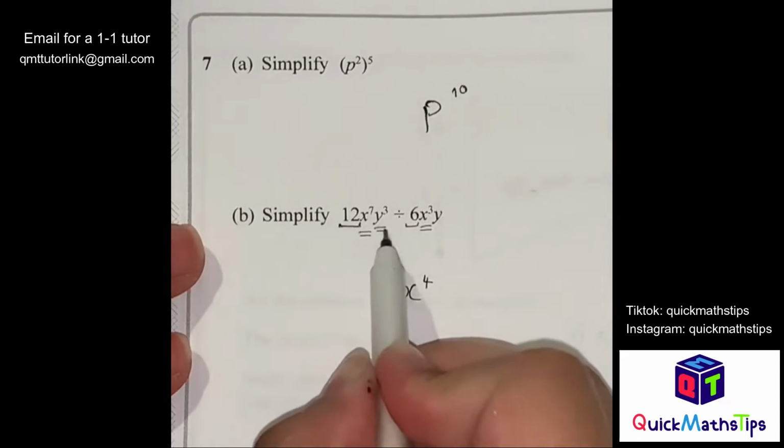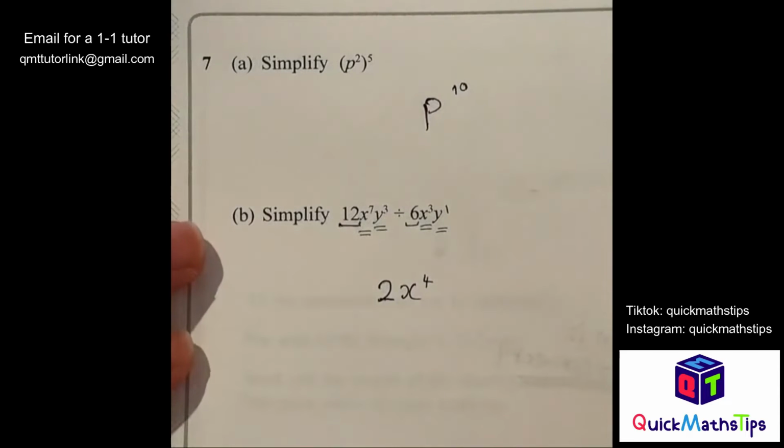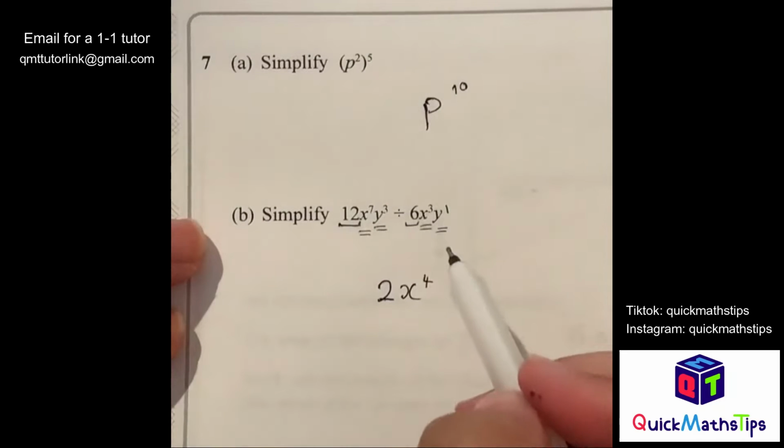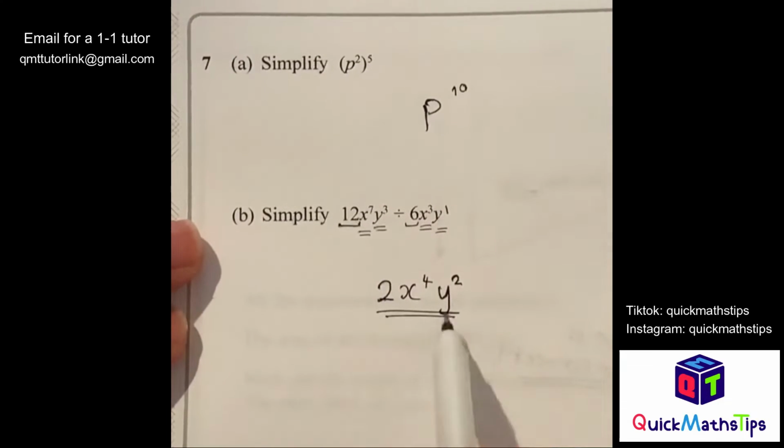And you've got y to the power 3 divided by y. Now, when there is no index, there's always an invisible 1. So you've got y to the power 3 divided by y to the power 1, which is going to be y to the power 2. And that's going to be the final answer.